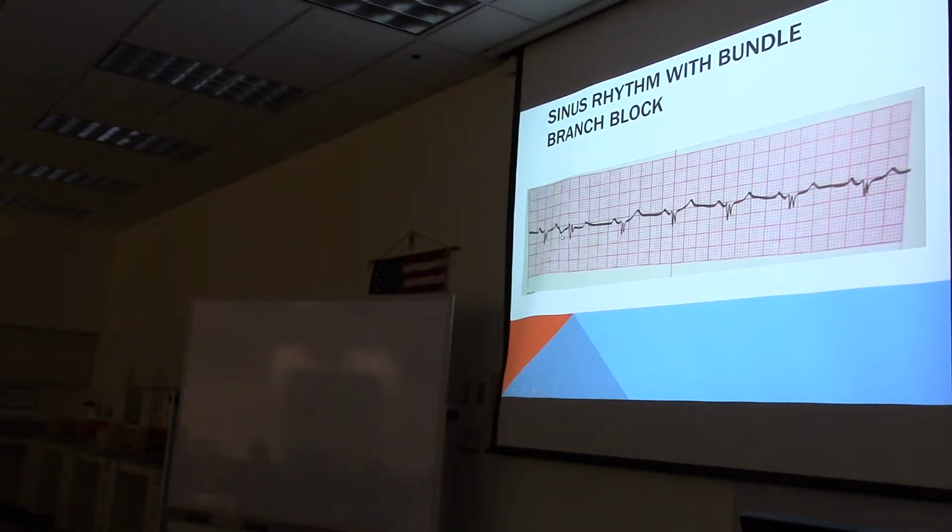Does this P wave look inverted? It does to me. Yeah. And then QRST, normal P wave, QRST. So everything else looks normal. So you would say sinus rhythm with a bundle branch block.